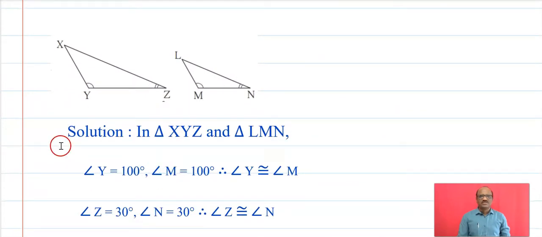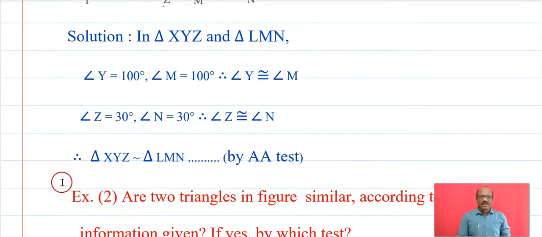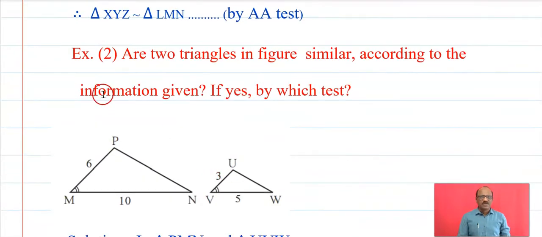Now see the solution. In triangle XYZ and triangle LMN, measure of angle Y is equal to 100 and measure of angle M is equal to 100, and therefore angle Y is congruent to angle M. Measure of angle Z is equal to 30 degrees and measure of angle N is equal to 30 degrees, and therefore angle Z is congruent to angle N. Therefore triangle XYZ is similar to triangle LMN by the angle test.